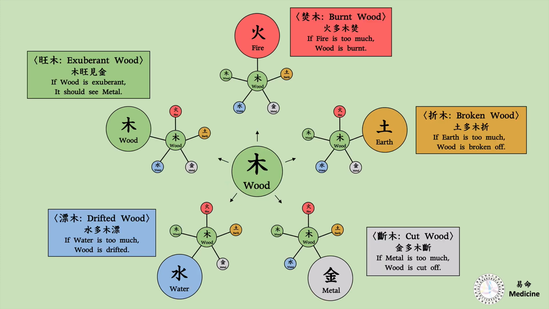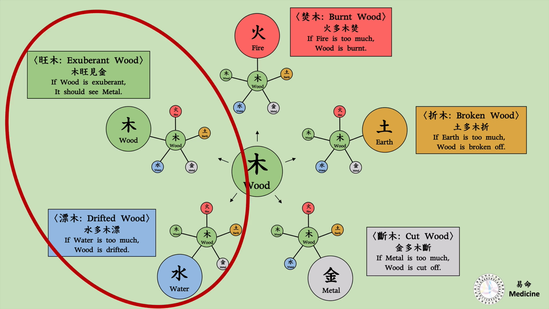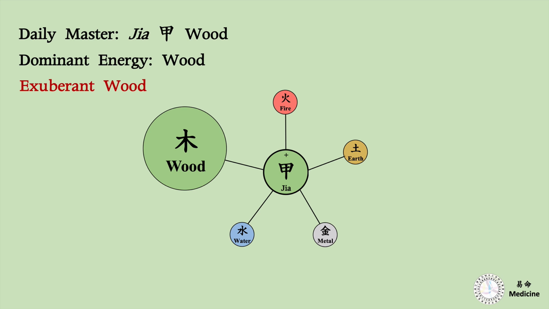Let's make some examples with the 5 archetypes of wood. It is a little different how to determine Yong Shin between strong charts and weak charts. Today we will focus on strong charts first. In 5 archetypes of wood, these 2 archetypes are considered as strong charts. One is exuberant wood, and the other is drifted wood. Here, daily master is Jia wood, and the wood becomes dominant energy itself. It is called exuberant wood in the classics.